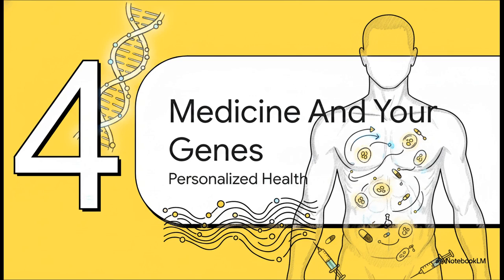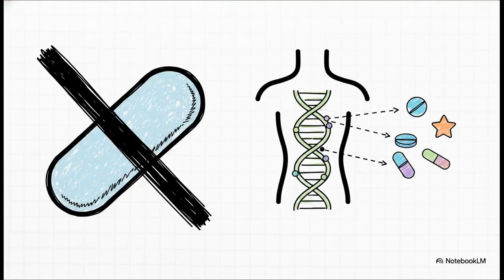Which brings us to our final part, Section 4, Medicine and Your Genes, Personalized Health. Now, understanding wild-type alleles isn't just for studying fruit flies or pea plants. It is absolutely crucial for human health right now. It's the cornerstone of a cutting-edge field called pharmacogenetics. Pharmacogenetics is all about predicting exactly how your specific body will metabolize prescription medications.